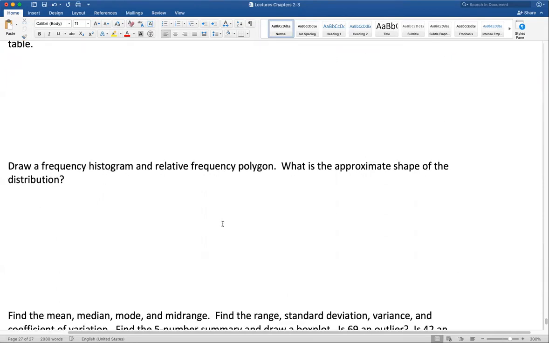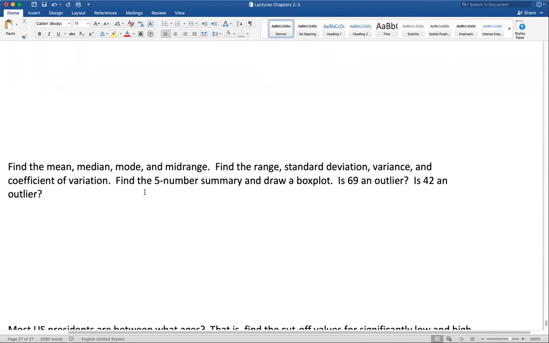Okay, so now the next question is find the mean, median, mode, and midrange. Then find the range, standard deviation, variance, and coefficient of variation, and then find the 5-number summary and draw a box plot. Is 69 an outlier, and is 42 an outlier? Okay, let's figure them out one by one. First, to figure out the mean and median, standard deviation, and variance, let's use the calculator.